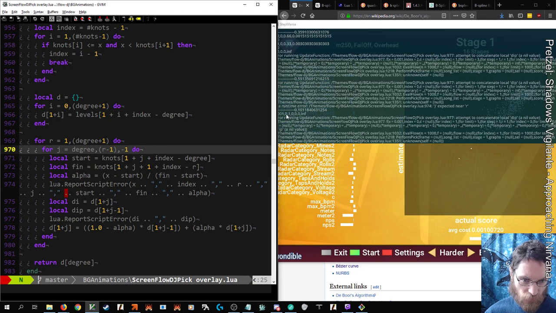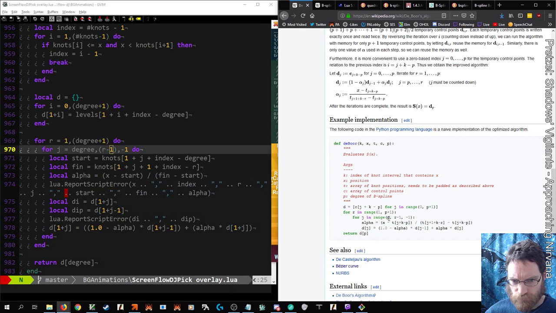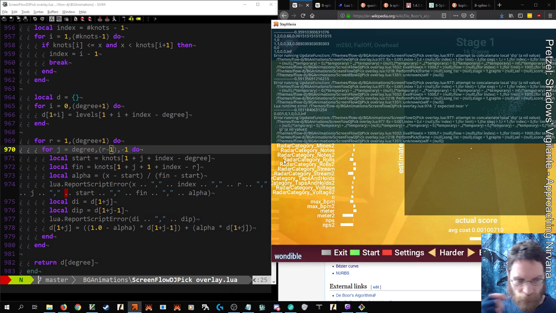And this is actually taking long enough. I probably need to label these. Index 0, r0, j equals 0? Oh no, that's straight up degree. You're not degree plus 1, are you? No, you're degree. 0 to 0, right? It's only a singular thing.